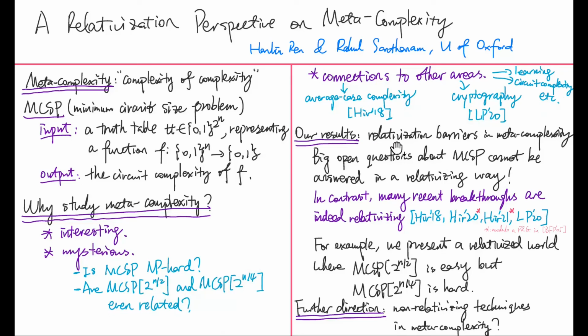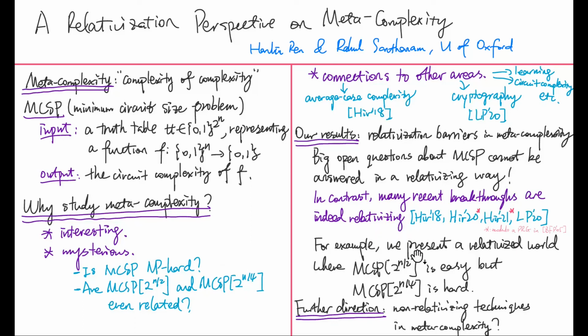Our results are relativization barriers in meta-complexity. We show that big open questions about MCSP cannot be answered in a relativizing way. In contrast, many recent breakthroughs, including these two papers, are indeed relativizing, or at least almost relativizing. If we want to tackle the mysterious complexity of MCSP, we will need non-relativizing techniques.